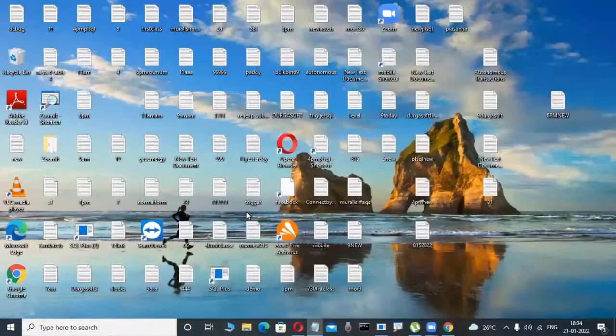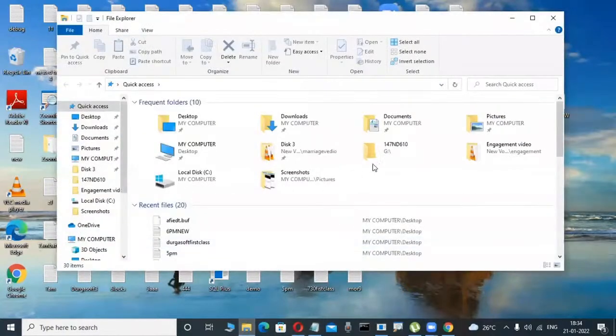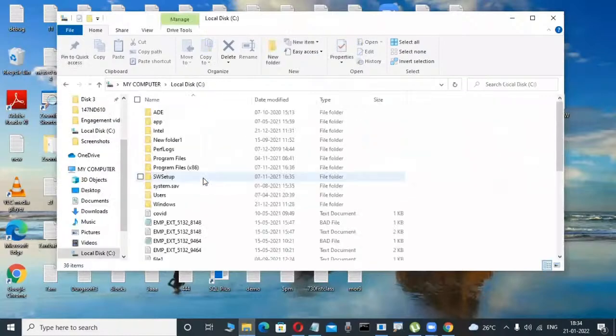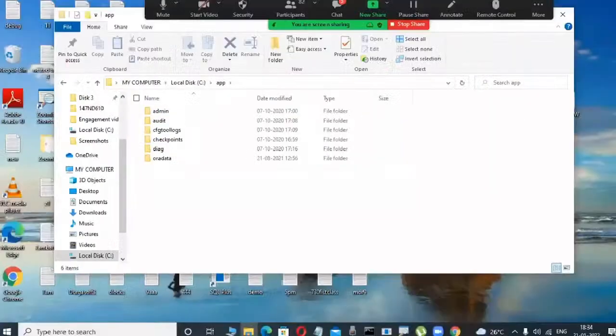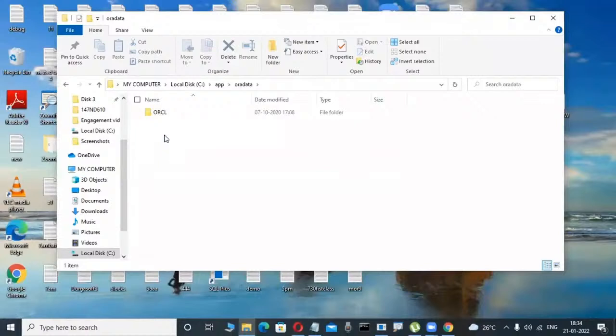Now I'm interested to view whether this table is created or not in my operating system. Suppose a Windows operating system is there, where Oracle is already installed. In that location, I try to view, for example, in C colon, where Oracle is there. Those are all directories, don't worry, these are folders. Here: Oracle, Oradata, ORCL.